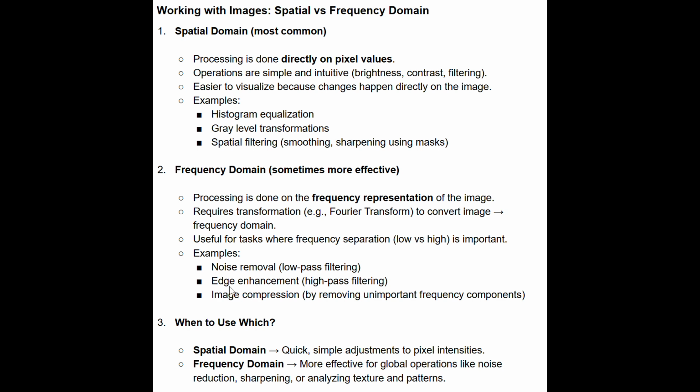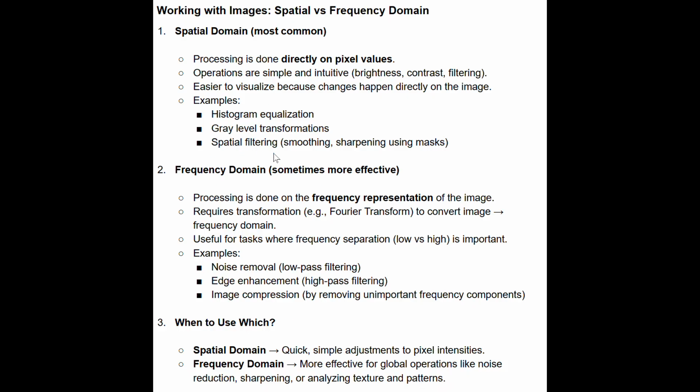Then if I want to do edge enhancement, whenever my application deals with extraction of edges or extraction of meaningful objects, there also I need to work on the edges. So here I will use high pass filtering. Another application is image compression, where I want to remove less important components from the image. So that's why I need to deal with the frequency domain.